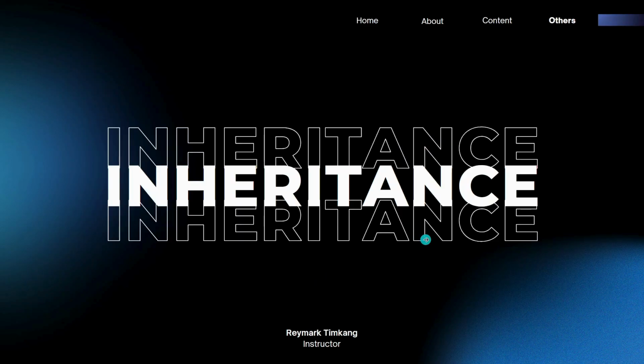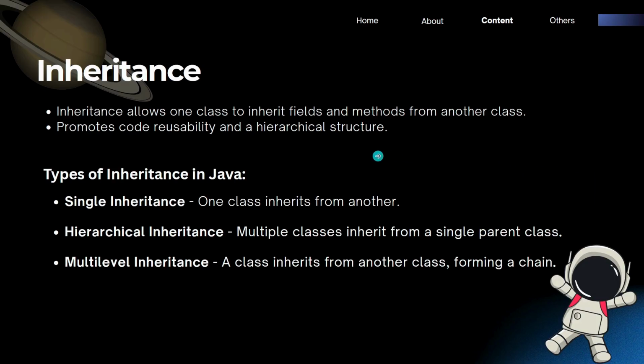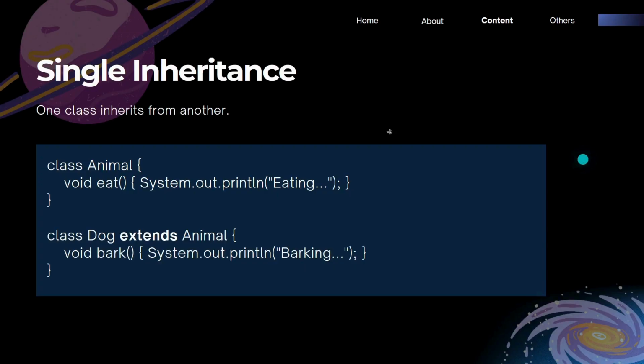Good day, everyone. Today we will be tackling inheritance. Inheritance allows one class to inherit fields and methods from another class. It also promotes code reusability and hierarchical structure. There are three types of inheritance in Java. The first one is single inheritance, which means one class inherits from another.